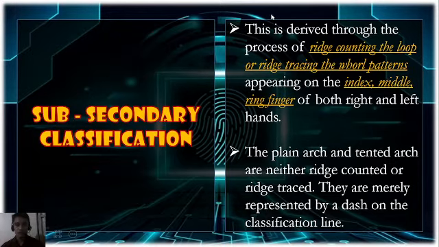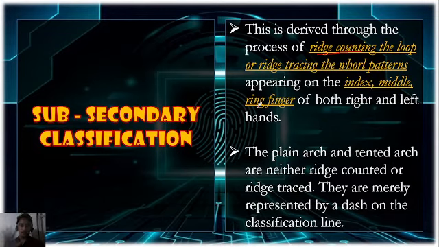This is based on the ridge count. So this is derived through the process of ridge counting. Kaya sinabi ko kailangan nyo talagang balikan: paano mag-ridge count, ridge counting the loop, and ridge tracing the whirl patterns. So just in case naninibago pa tayo or nakalimutan natin, kailangan nating balikan yon, for us to obtain the sub-secondary classification. Ridge counting po ng loop, then ridge tracing po ng whirl patterns.